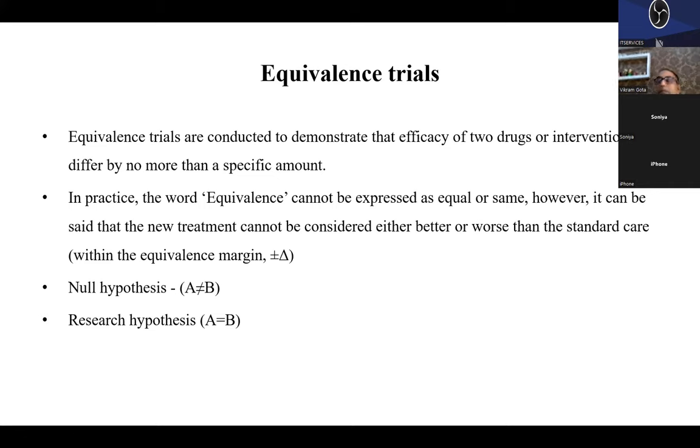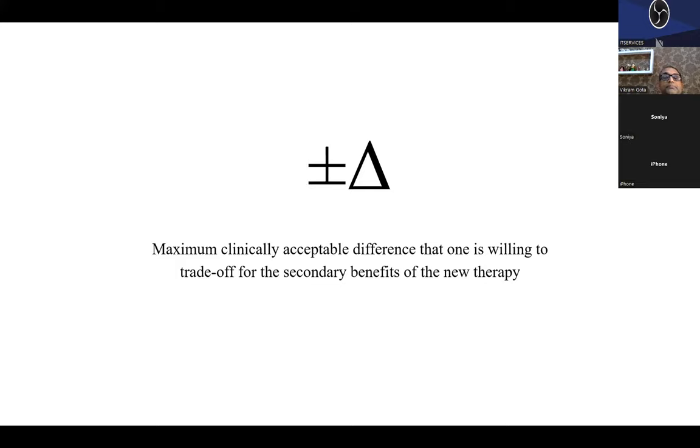Okay. So, once again revisiting the null hypothesis: A is not equal to B is the null hypothesis, and you will reject that and accept the research hypothesis that A is equal to B. And how do you choose delta here? See, delta in the superiority trial was the minimum difference that is clinically meaningful. Here, the delta is the maximum difference that is clinically acceptable.